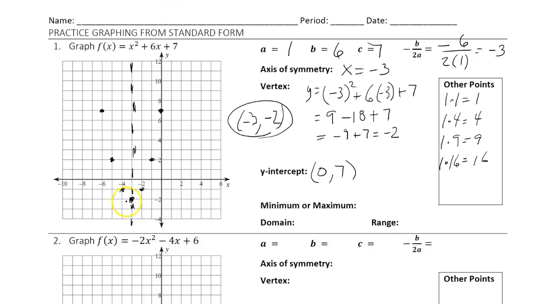Draw a smooth curve to connect the dots. The parabola faces up, so it has a minimum. The minimum is given by the y value of the vertex: y equals -2. The domain is always all real numbers. This is the values x can take. The range is the values y can take. Since y goes up from -2, y is greater than or equal to -2.